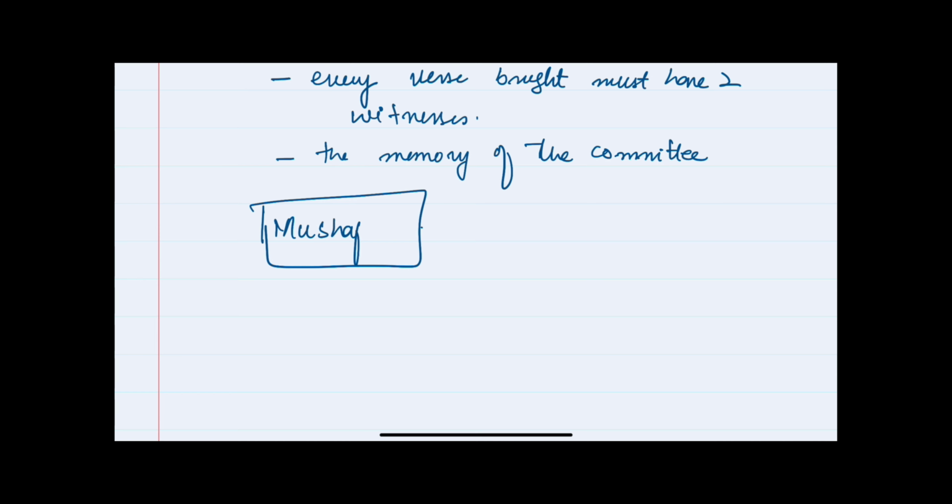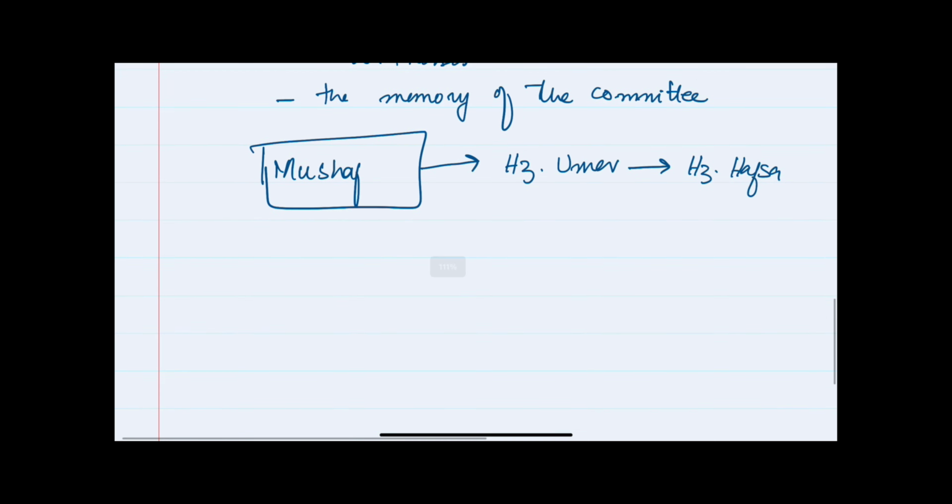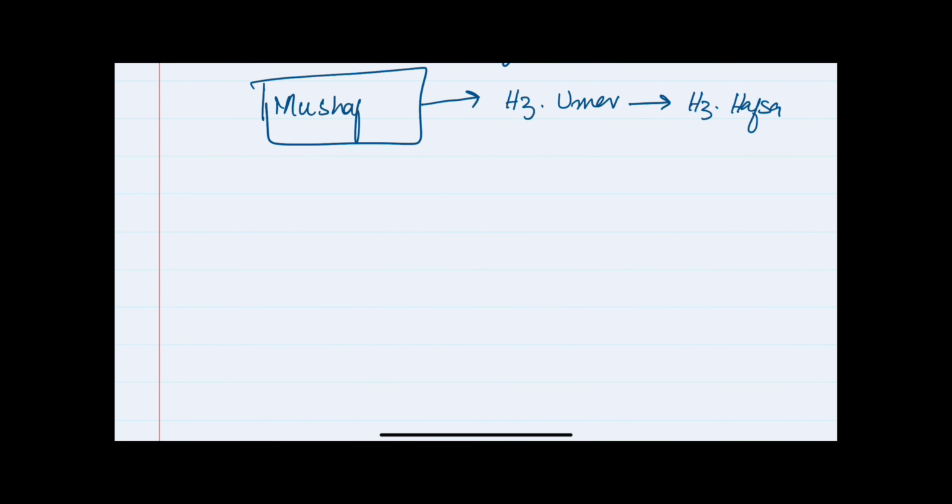After the death of Hazrat Abu Bakr, this Mushaf went to Hazrat Umar, who actually gave the idea of compilation of the Quran. From Hazrat Umar, it went to his daughter, Hazrat Hafsa. Then came the time of Hazrat Usman, interestingly.